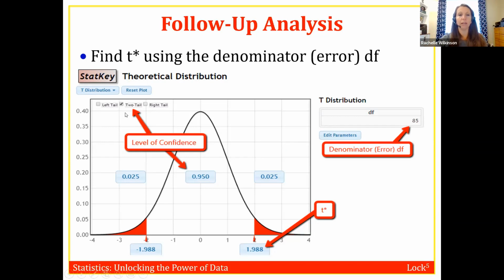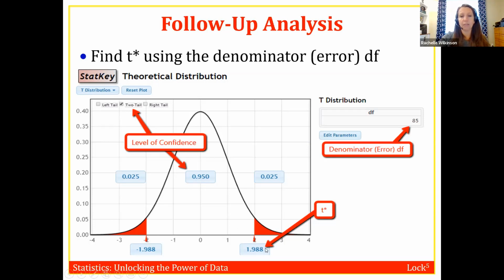I would go into the T theoretical distribution, and I would click on two-tail, and pretty much we're always going to use a 95% confidence interval for these. That's just kind of the standard that everybody uses. You could use another level if you wanted to, but in our class we're pretty much always going to do 95. So unless it tells you something different, always do 95.